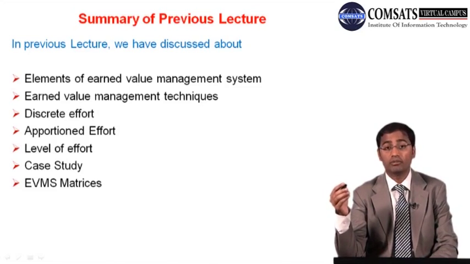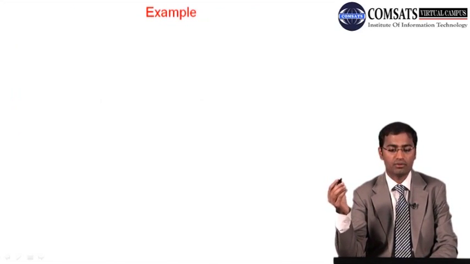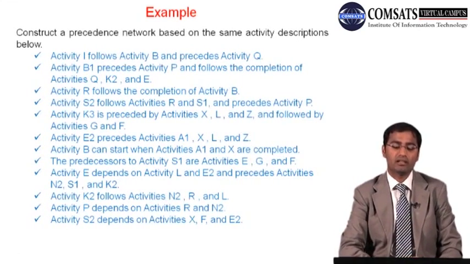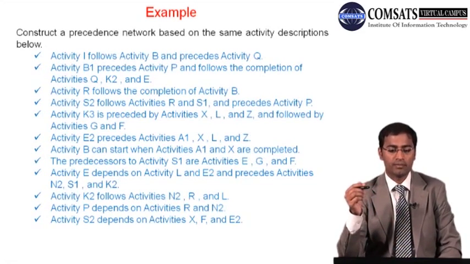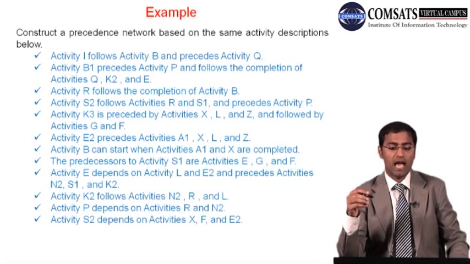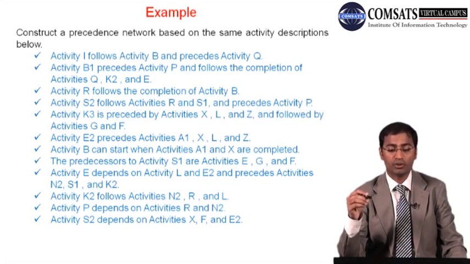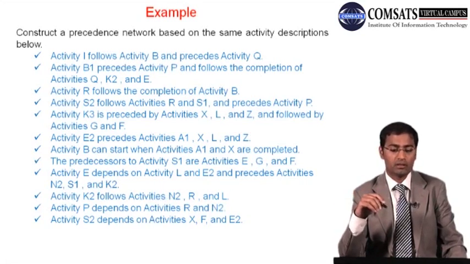Now we will move towards the case studies. We have to complete our case studies. So this is example number 1. We have to construct a precedence network diagram based on this data. Activity I follows activity B and precedes activity Q. Activity B1 precedes activity P and follows the completion of activities Q, K2 and E.